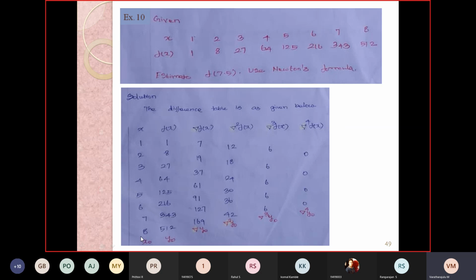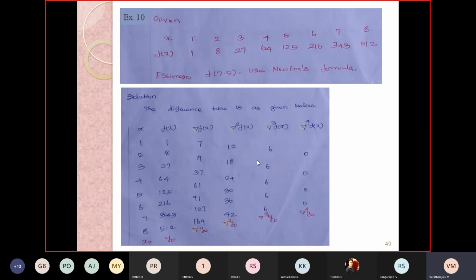When we have eight sets of data, we need to do the difference till the eighth difference. Since we are getting zero in the fourth difference itself, there is no need to proceed till the eighth difference. The rest is also zero. That is, there is no need to calculate the fifth till eighth difference of f of x. And here x naught is equal to 8 and y naught is equal to 512.